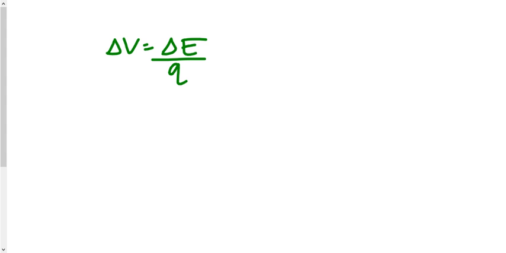Delta V is equal to delta E over Q. Yesterday we said potential difference was related to energy. Today I want to give you a little bit more specific definition for that.